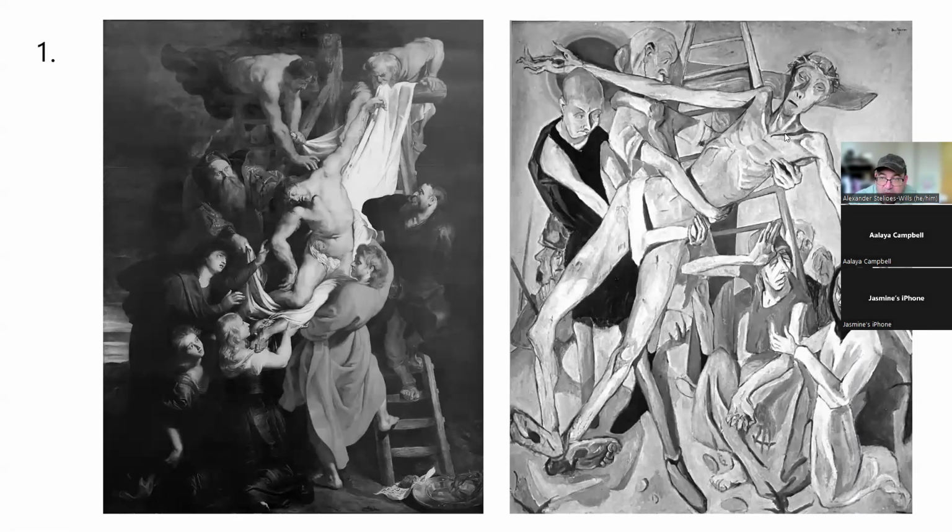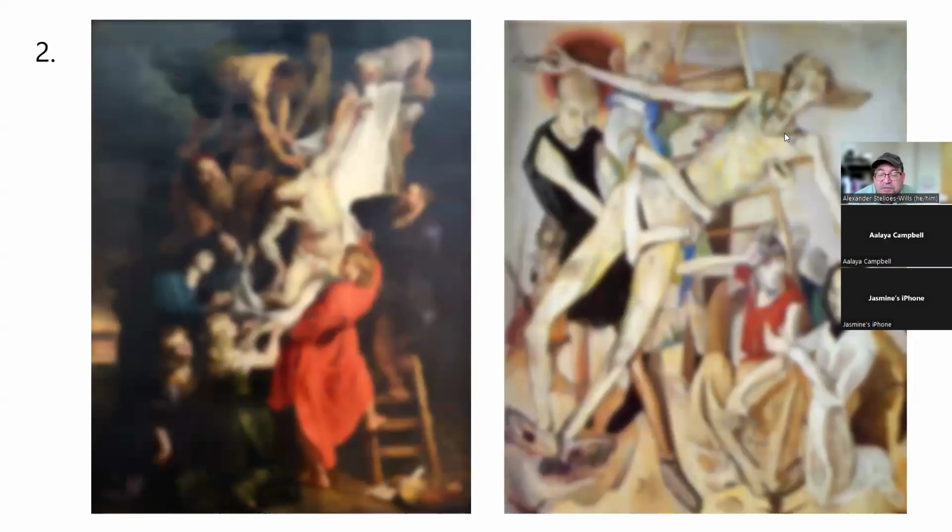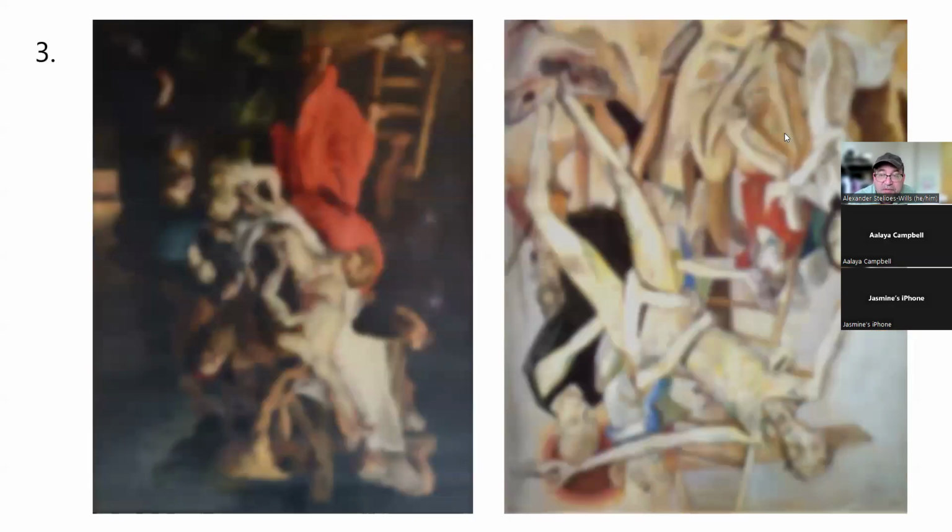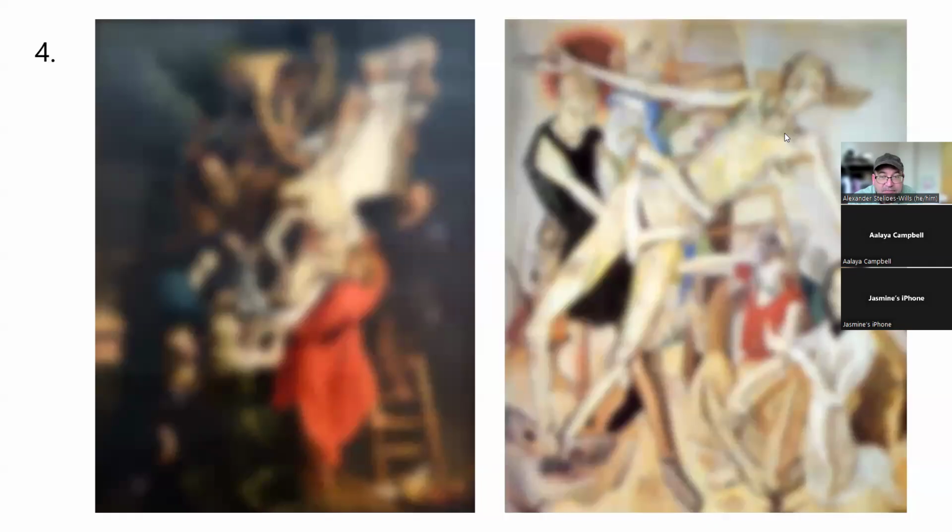So number one, looking at them black and white. Number two, looking at them blurry, looking at them blurry and upside down. That may seem kind of silly, but it helps you to see certain things more clearly. It helps you to see the organization of shapes, the grouping of shapes, even more blurry.